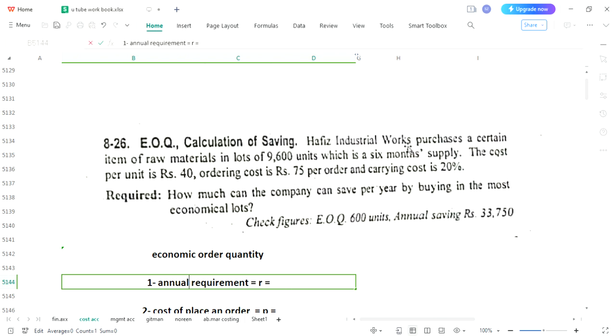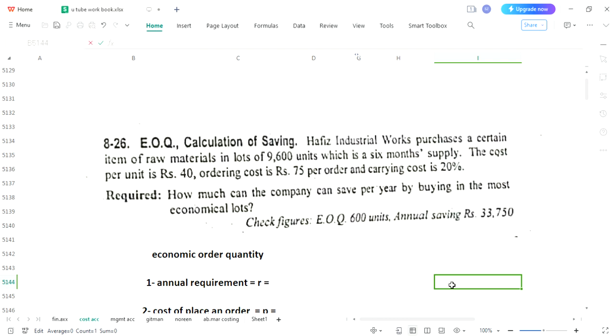Hafiz Industrial Works purchases a certain item of raw material in lots of 9600 units, which is 6 months supply. This is what I was mentioning. The supply which is given in the question is for 6 months. Please keep it in mind. And here what is written? Annual requirement. So to turn it into annual requirement, what will you do? You have 9600 units for 6 months.